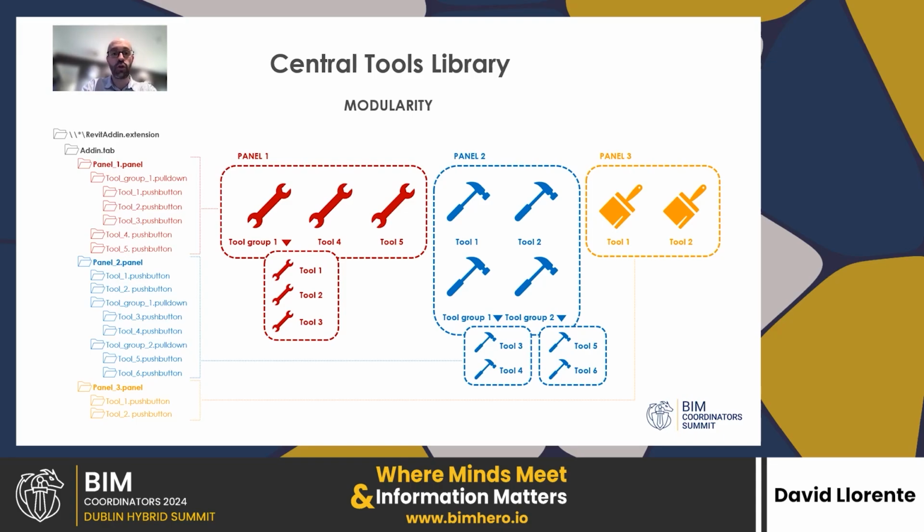So in this case, you can see three, the panel 1 in red, the panel 2 in blue, and the panel 3 in yellow. And inside, you can put buttons or menus with drop-down, pull-down menus with more buttons inside. So in the panel 1, for example, you can read tool group 1 pull-down. That creates a menu, and inside you will have more folders with a push button denomination, meaning that this is already a tool, a script.